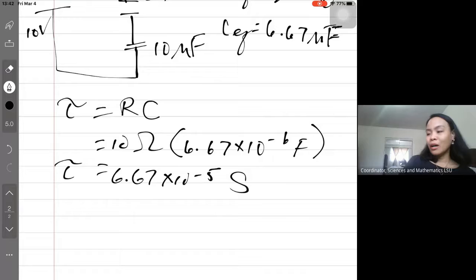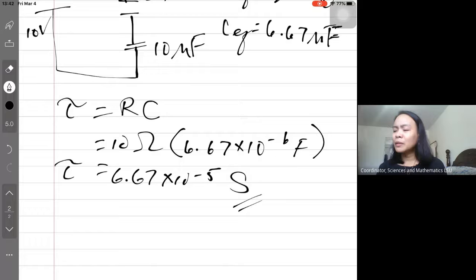Okay, so why did that become second? Just do the units: the ohms and the farad, what are they equivalent to? Okay, so you can get the second.